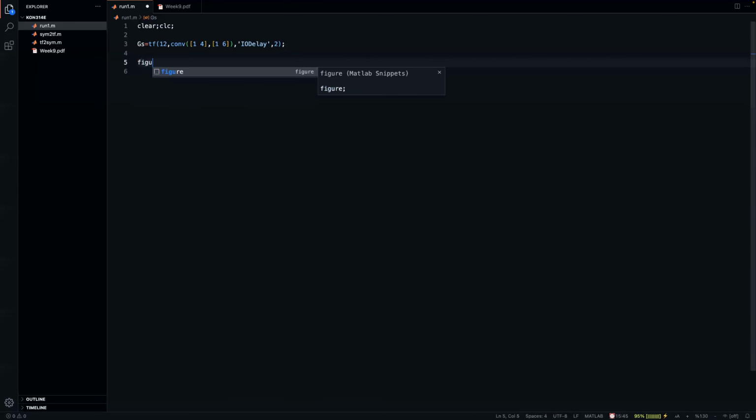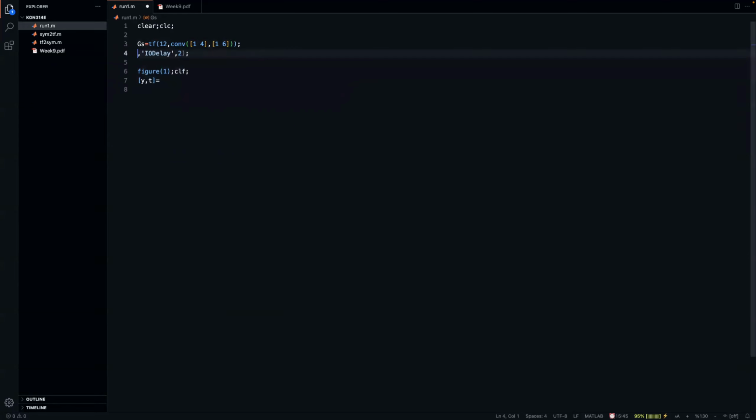So let's have a figure, and let's calculate the step response. Now I want to separate them to be able to have a delay part and a non-delay part.